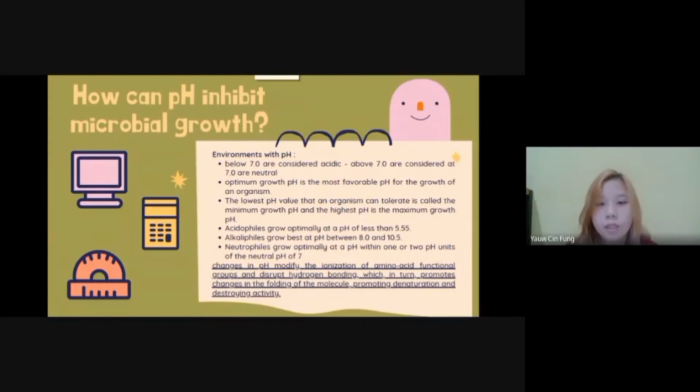A change in pH modifies the ionization of amino acid functional groups and disrupts hydrogen bonding, which in turn promotes a change in the folding of the molecule, promoting denaturation and destroying activity. To conclude, pH can inhibit microbial growth if the organism is not at its optimum growth pH. For example, extreme acidophiles and alkaliphiles grow slowly or not at all near neutral pH.